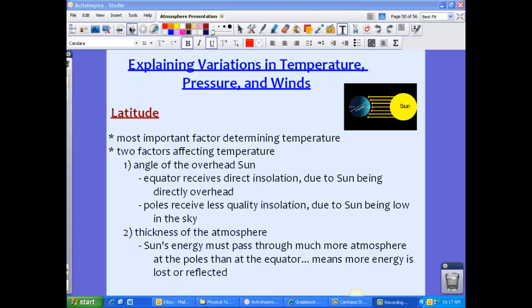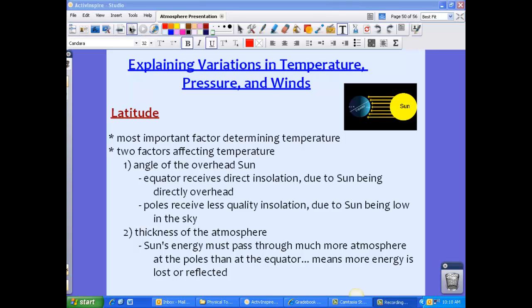And there's two factors that affect this temperature. The first is the angle of the overhead sun. Now, the equator receives direct insolation, and this is due to the sun being directly overhead. However, the poles will receive less quality insolation because it's coming at a very low angle, and this is due to the sun being low in the sky.